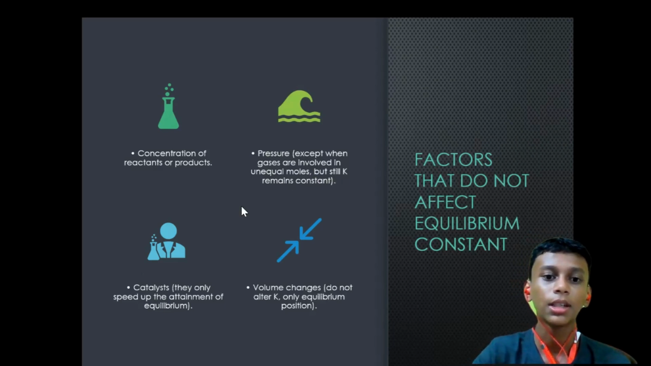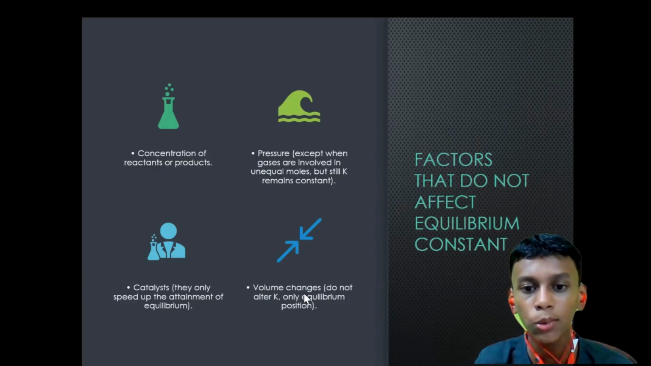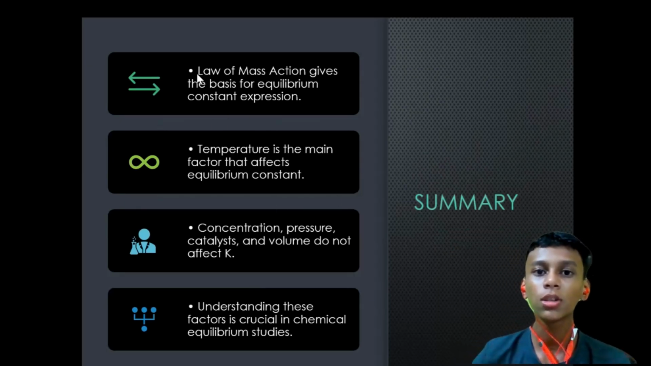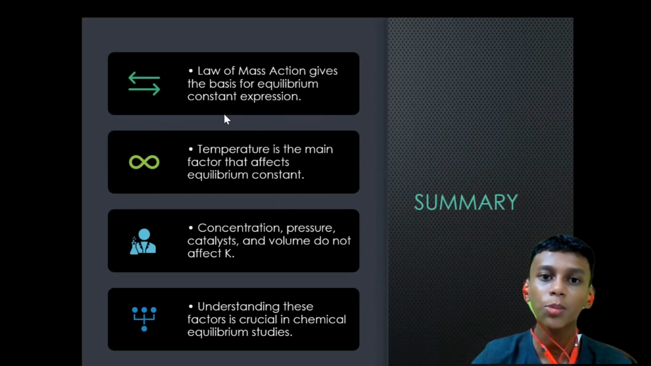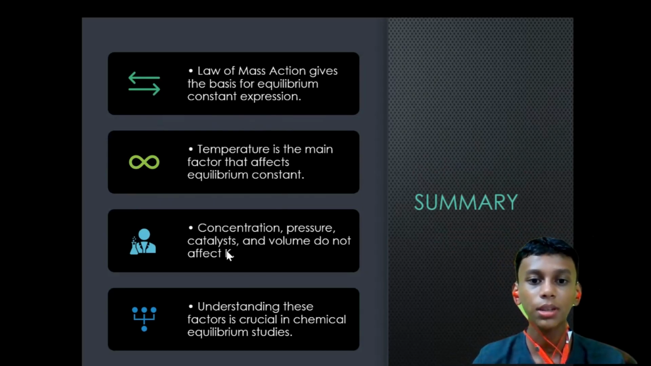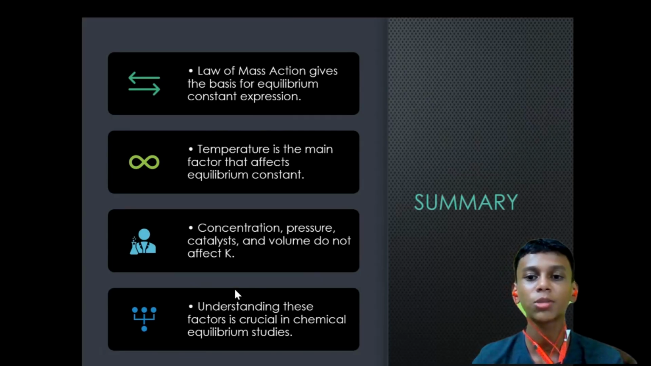Catalyst does not affect K, but only speeds up the process of attaining equilibrium. Volume changes do not alter K, only equilibrium positions. In summary, the law of mass action gives the basis for the equilibrium constant expression. Temperature is the main factor that affects the equilibrium constant. Concentration, pressure, catalyst, and volume do not affect K. Understanding these factors is crucial in chemical equilibrium studies.